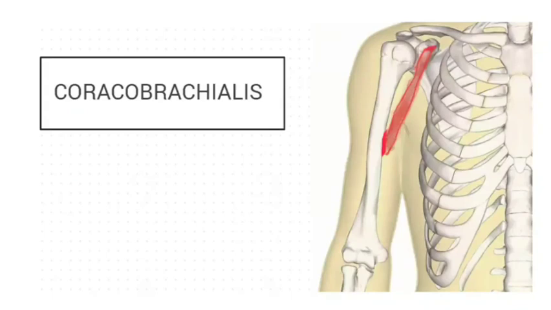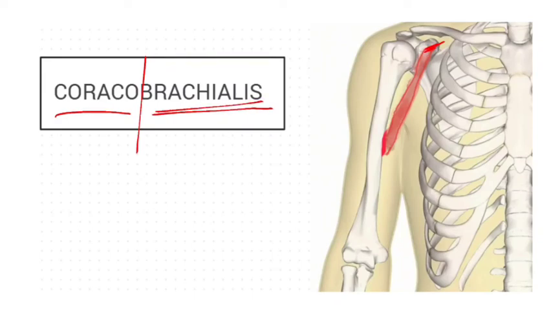The next muscle we have is your coracobrachialis muscle. This is a muscle named for its origin and its insertion, so very easy to remember. It originates from the coracoid process of the scapula, and it inserts on the brachium, so it inserts itself on the humerus.